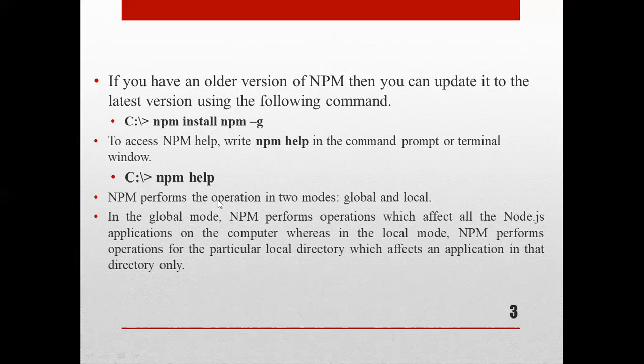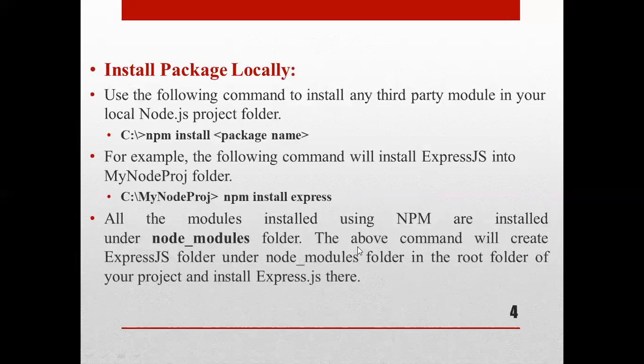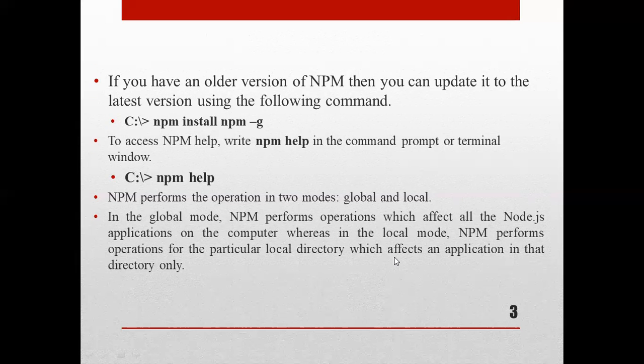Here npm performs operations in two modes, global mode and local mode. In global mode, npm performs operations which affect all the Node.js applications on the computer, whereas in local mode, npm performs operations for a particular local directory, which affects an application in that directory only. This is the difference between global mode and local mode.